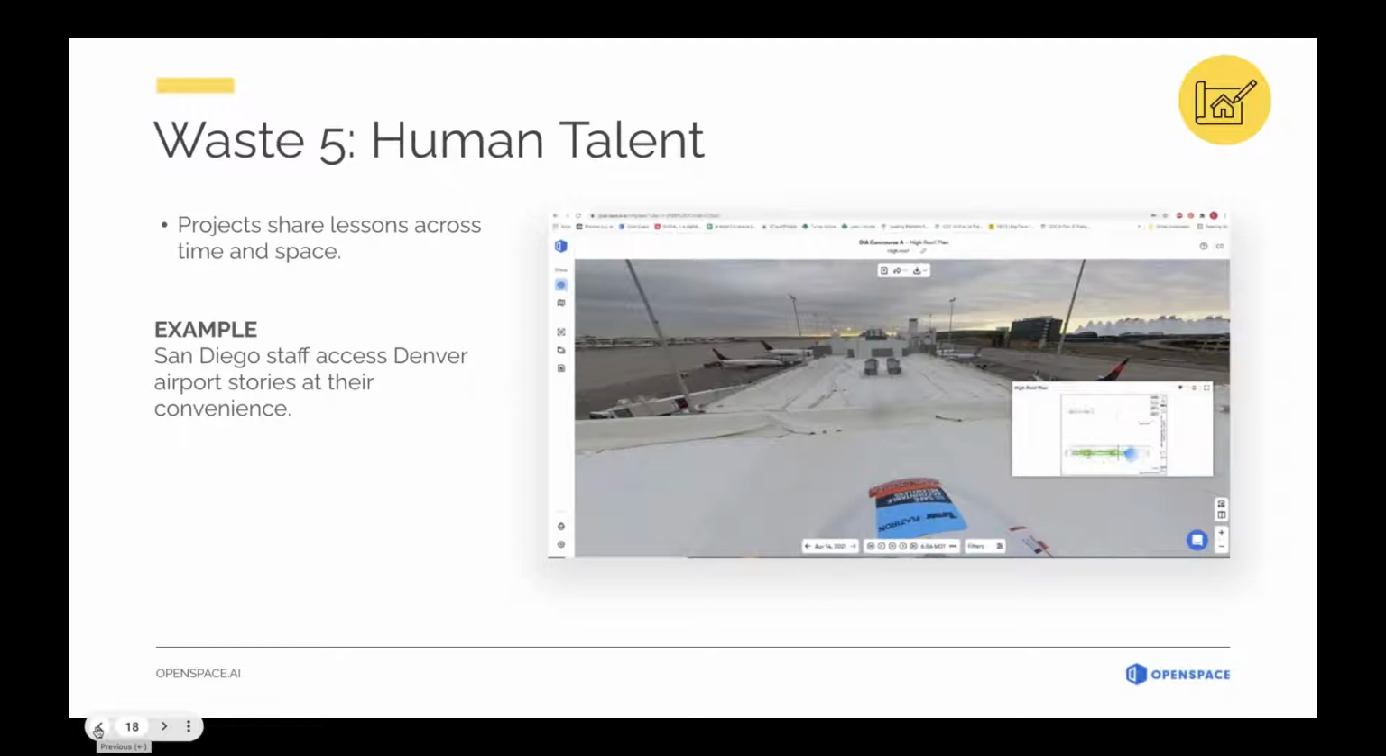So waste number 5, human talent. This is my favorite waste. This is where I love to release people's potential. And so you combine that with this example I'm going to talk about here. We are probably approaching a project out here between the various things we're doing at Denver Airport. Turner is starting now a $2 billion project at San Diego Airport Lindbergh Field.